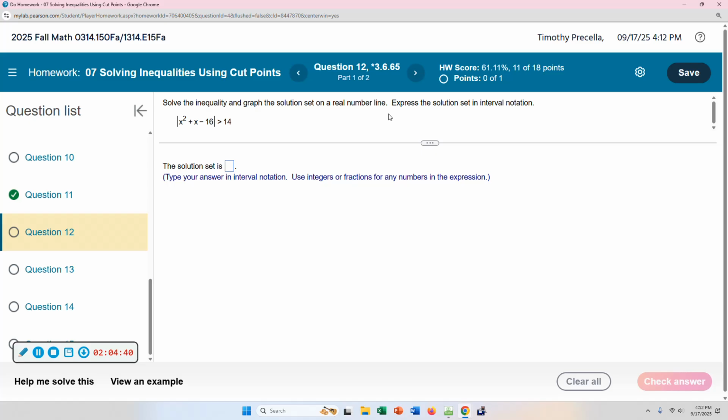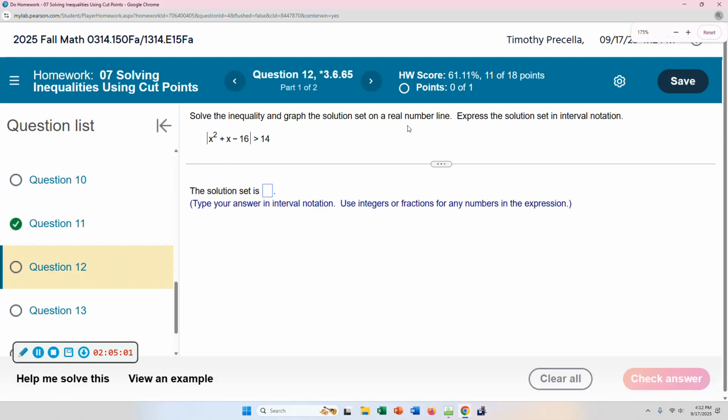Number 12. Oh, God. Absolute value. Oh, control shift plus. X squared plus. It's not control shift. Use that plus up there. Oh, let's see. Where's, there it is. Absolute value of x squared plus x minus 16 is greater than 14.